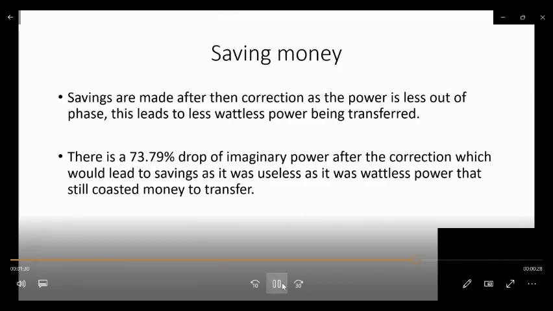In terms of money saving, savings are made after the correction as power is now less out of phase and there is less imaginary power being transferred. There is a 73.79% drop of imaginary power after the correction, which would lead to savings as it was useless wattless power which still cost money to transfer, which is no longer being transferred, but the same useful power is being transferred to the factory.